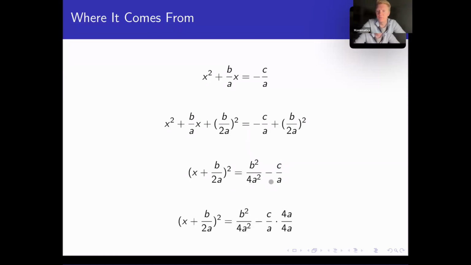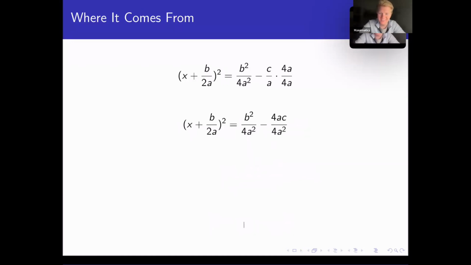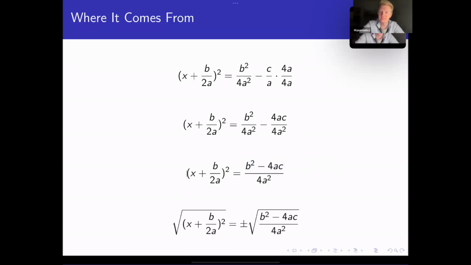Okay, well, what we can do is now combine these two terms by getting a least common denominator. So we need to multiply c over a by 4a so that we get a times 4a squared. Okay, well, now they have the same denominator, so we can subtract them. Oh, b squared minus 4ac. That looks familiar.